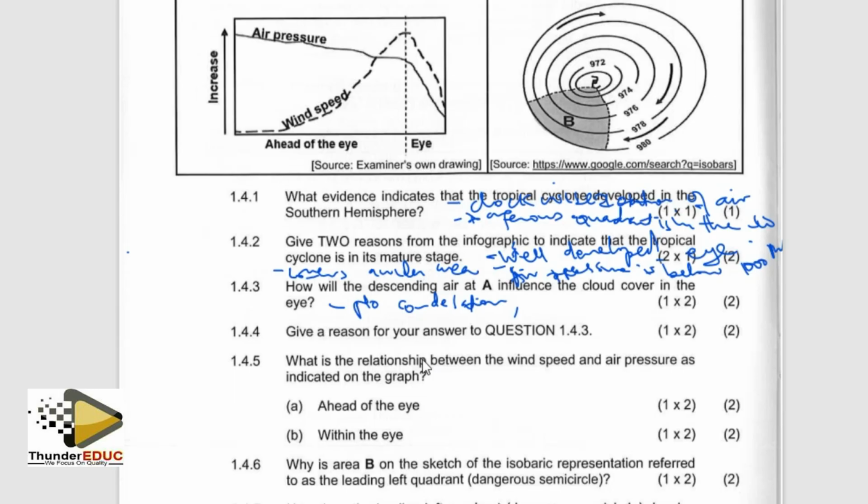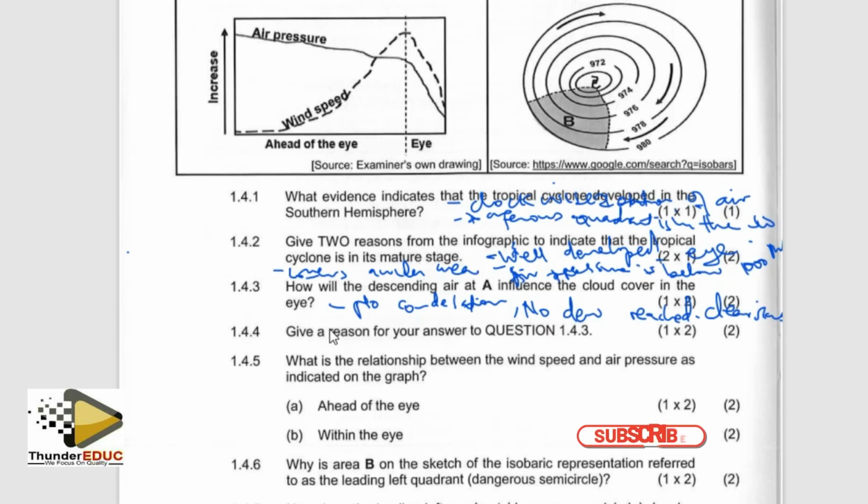And therefore, if there is no condensation, it simply means there will be no dew point reached. That means there is no dew point reached. And that influences what we call the clear skies that exist in the center of the eye. Then give a reason for your answer. We are looking at 1.4.4. Give a reason for your answer.